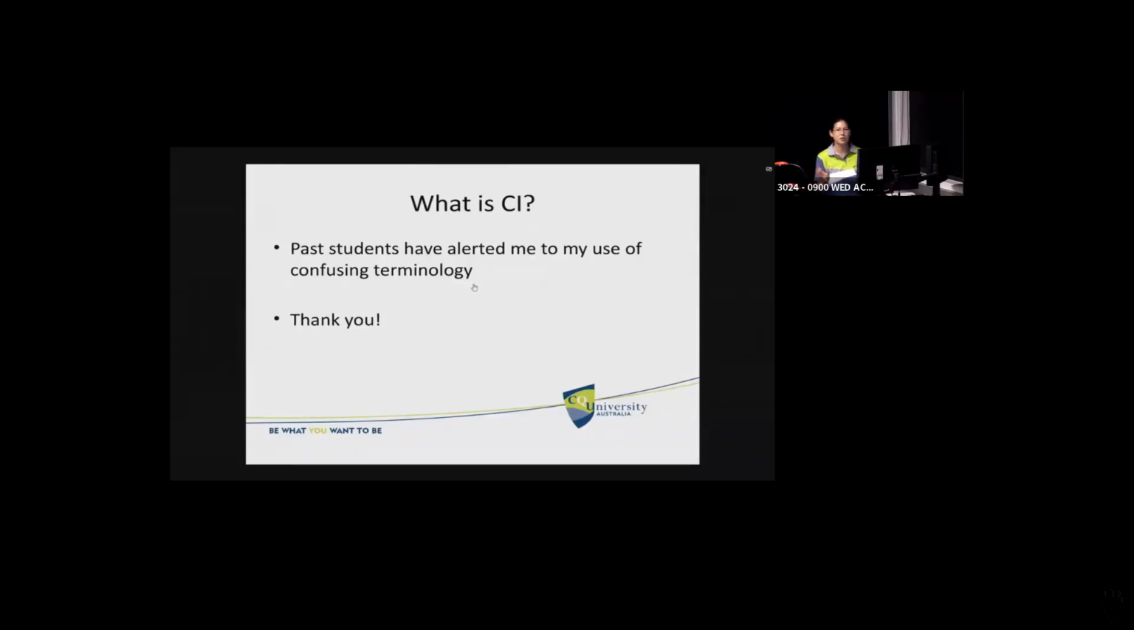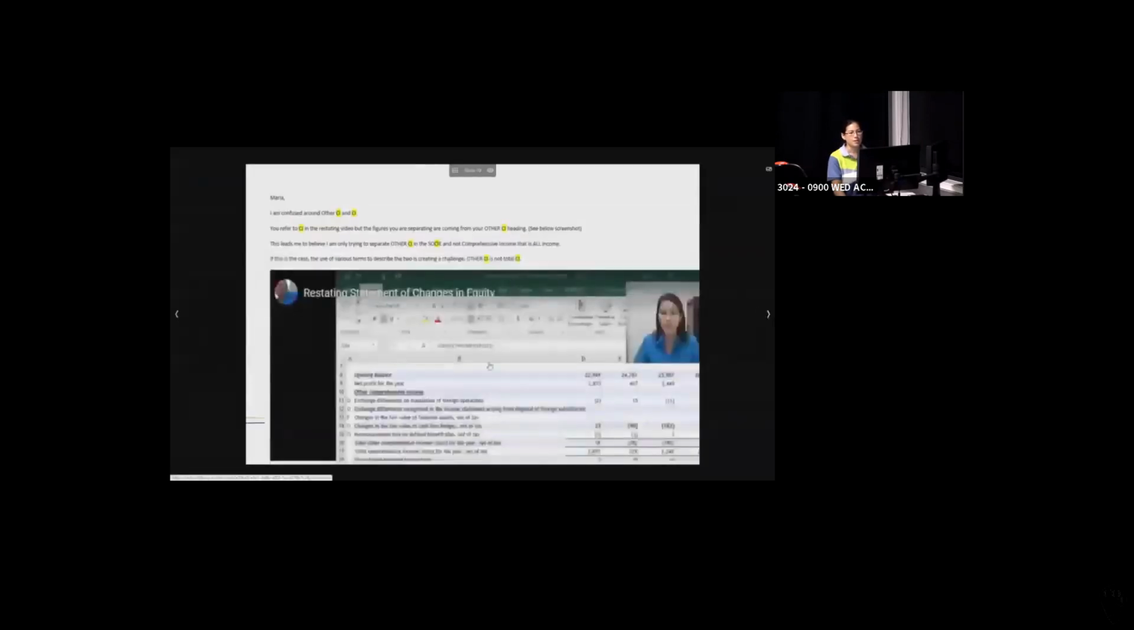There is a difference between other comprehensive income and total comprehensive income. Past students have alerted me to my use of that. The example that I show is from term 3 two years ago, actually. One of my students emailed me in that term and said, I'm confused around other CI and CI. He's saying to me, you refer to CI in the restating video, but the figures you are separating come from your other CI. See screenshot below, and he screenshotted it so I can see he's actually listening to my videos.